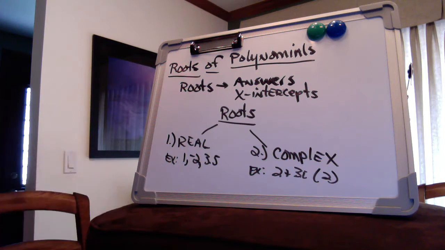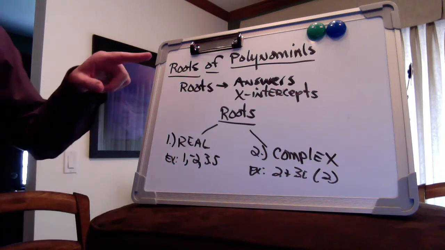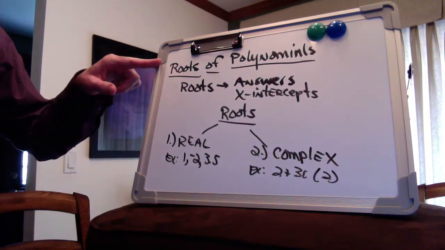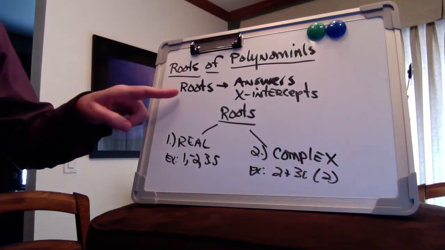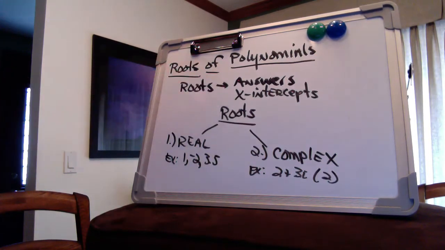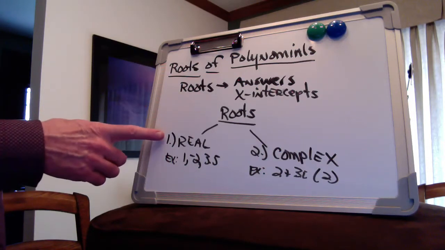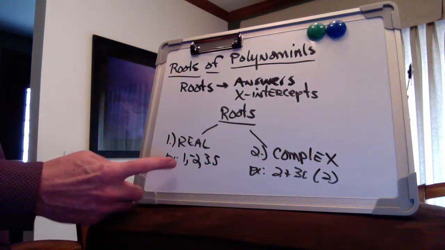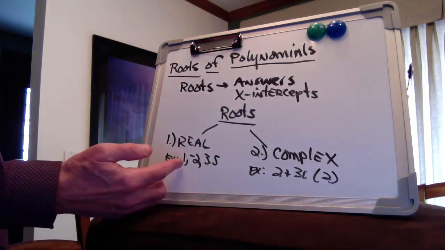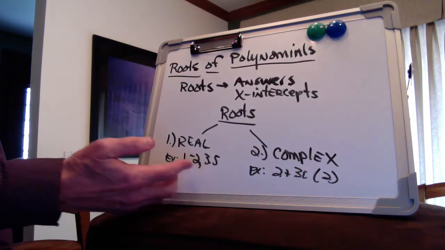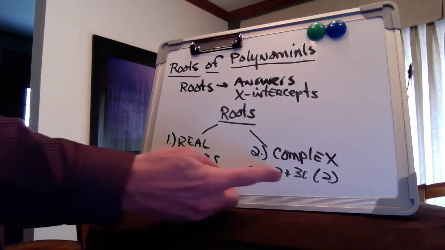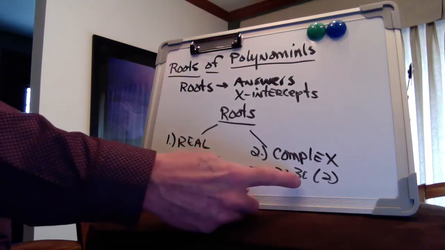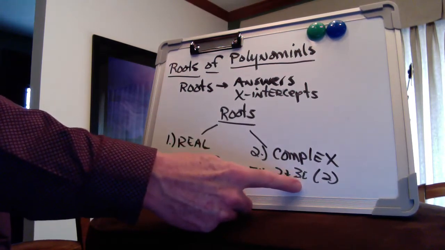So for this week, your worksheet, the objective is to find roots of polynomials. And remember, roots are your answers or your x-intercepts. And then there are two types. There are real roots and then complex roots. So here's an example of real roots, such as positive numbers, negative numbers, fractions, or decimals. And then you have complex, which means that there's an imaginary part.